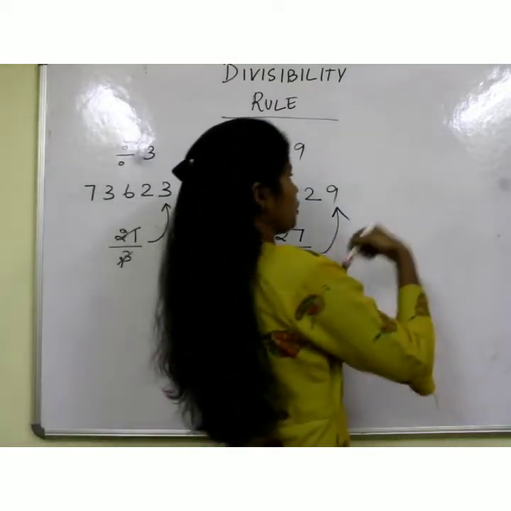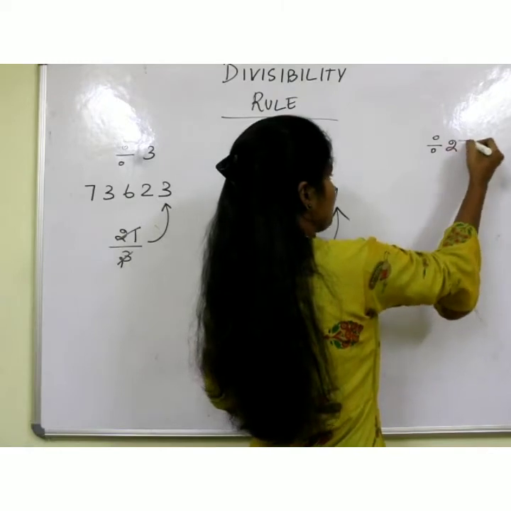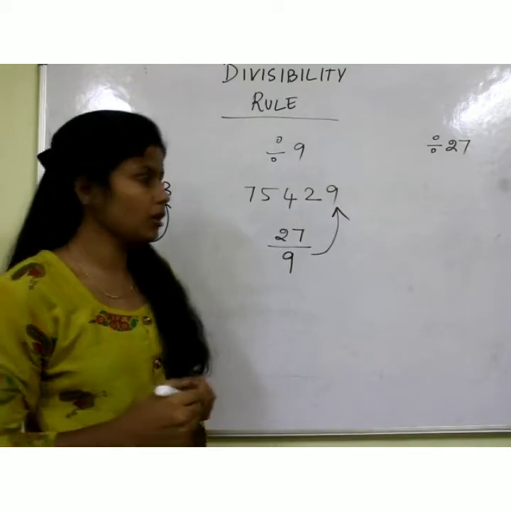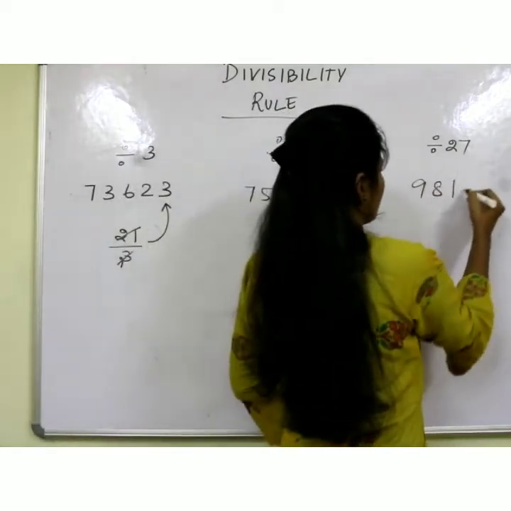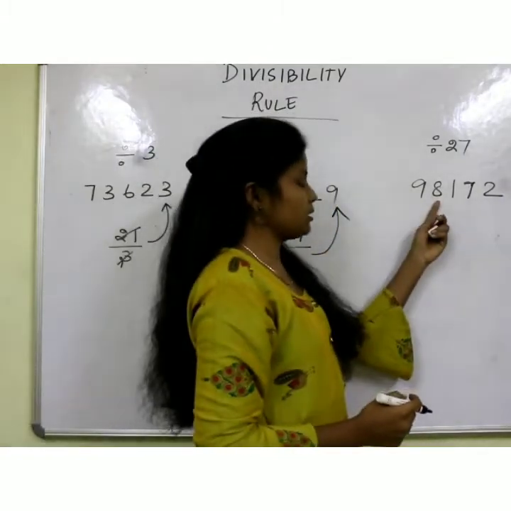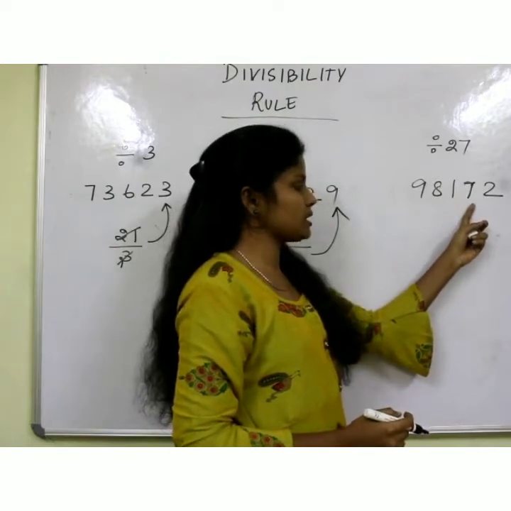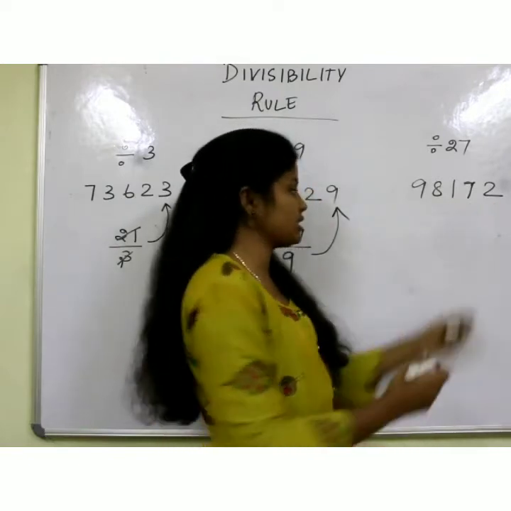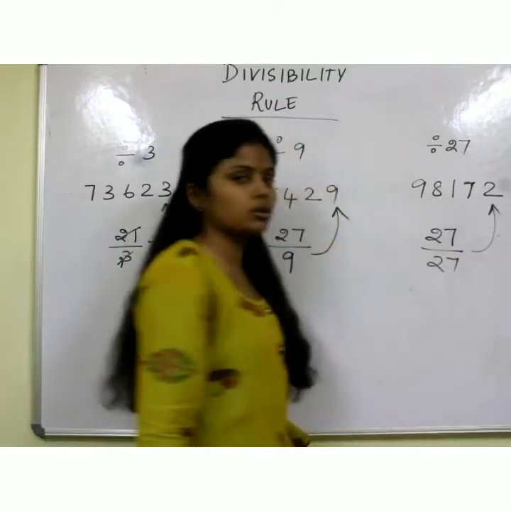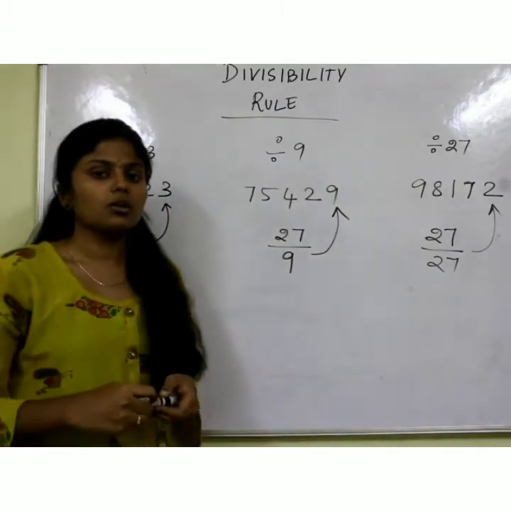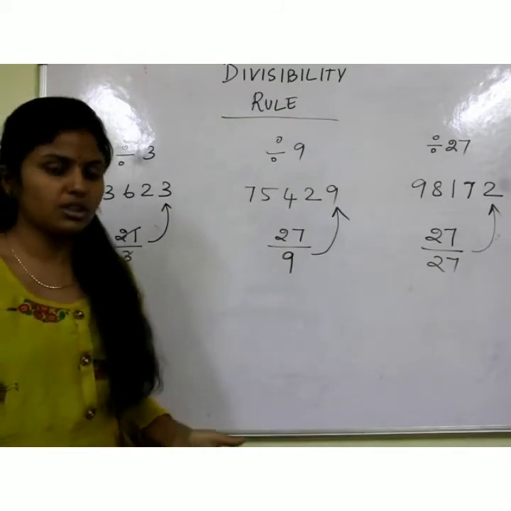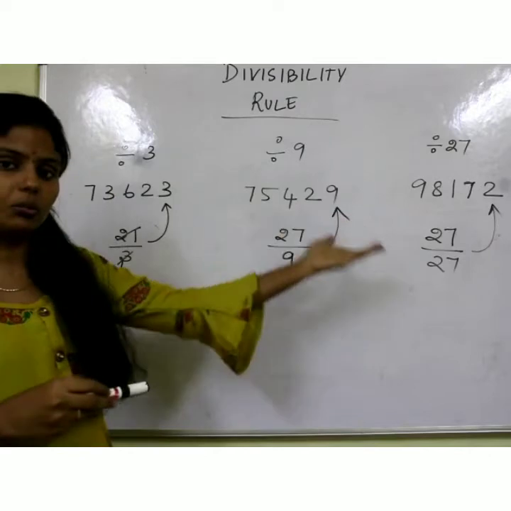Similarly, for the third power of 3, 3 power 3, which is 27, we do the same thing: find the digital sum and check whether it's divisible by 27. For example, 98172. 9 plus 8, 17 plus 1, 18, 18 plus 7, which makes 25, 25 plus 2, 27. The digital sum 27 is divisible by 27, which makes the 5-digit number also divisible by 27. So there's one thing which is common for all these powers of 3: you just take the sum of the digits and check whether it's divisible by the respective numbers.